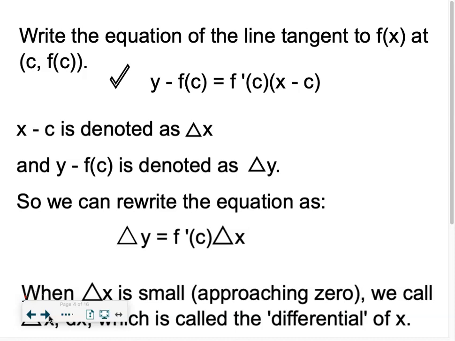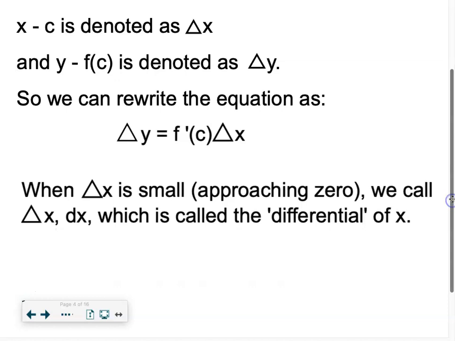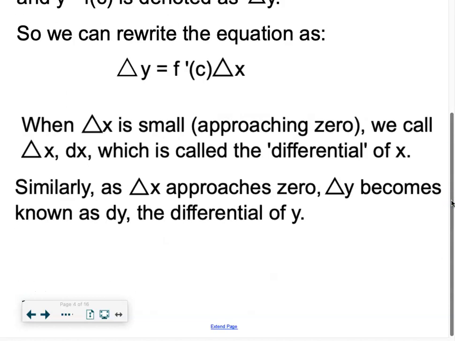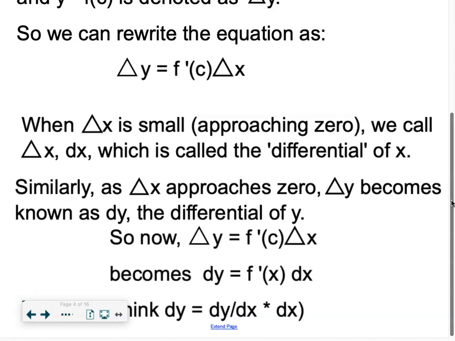So they're just calling the change in y delta y, the change in x delta x. And they're saying, hey, when delta x is super, super small, we can call this dx, the differential of x. And then same thing with dy. So then we end up with dy equals f prime times dx, or, in other words, dy/dx equals f prime. So it seems kind of silly, but when you see it in context, there's actually meaning to this.